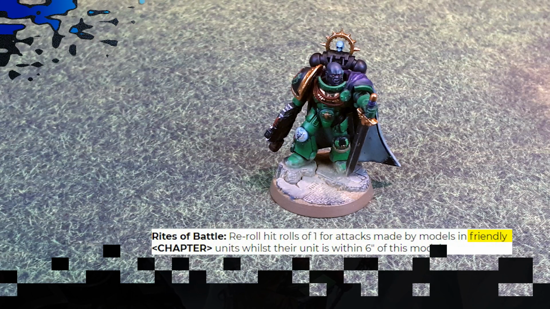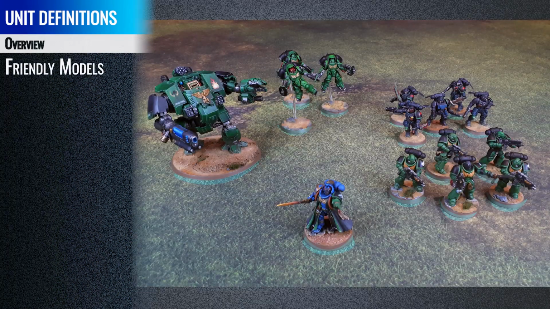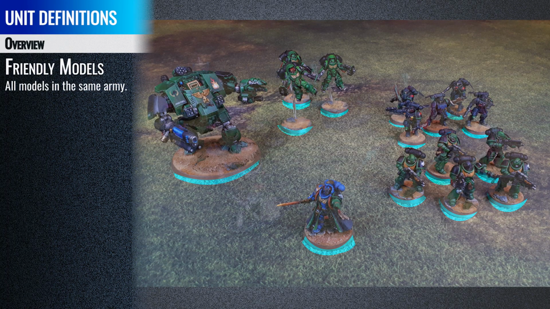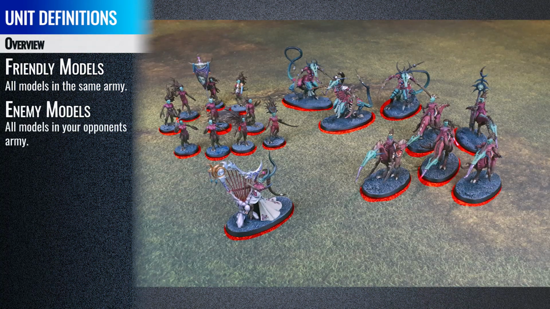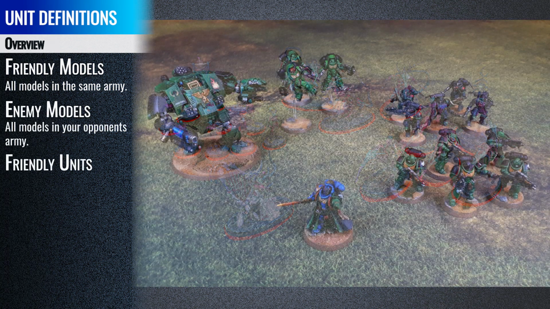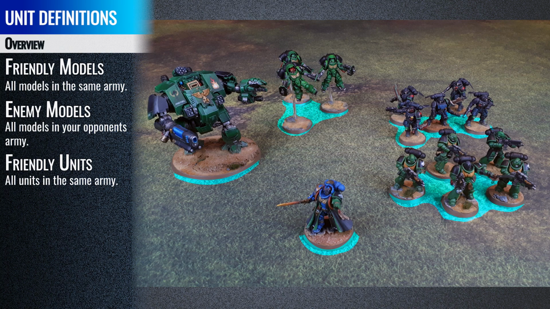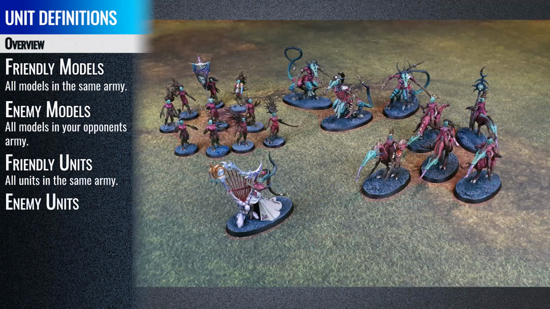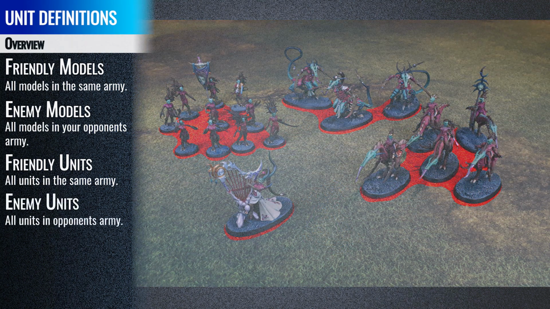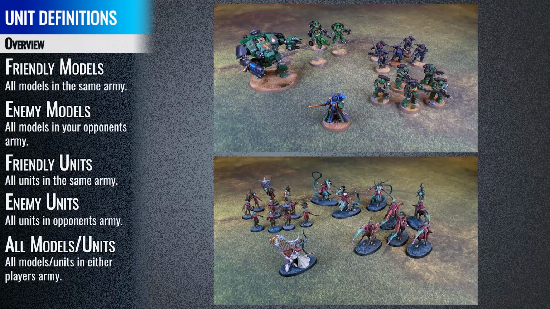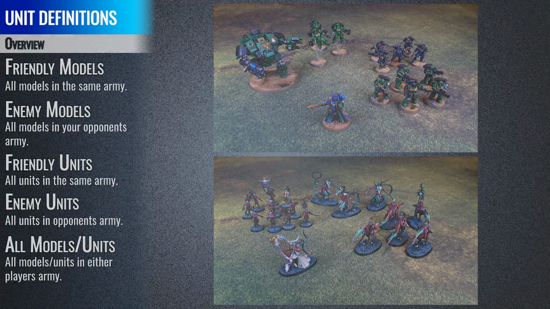Rules will often refer to friendly or enemy models and units. To clarify, friendly models are all models in the same army. Enemy models are all models in your opponent's army. Friendly units are all units in the same army. Enemy units are all units in your opponent's army. And all units or all models refers to all units or models in both players' armies.